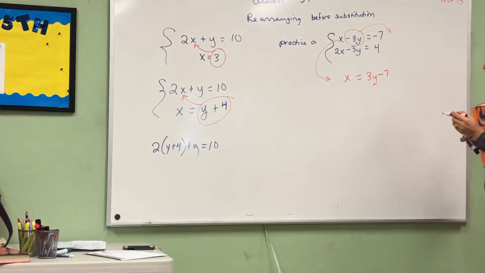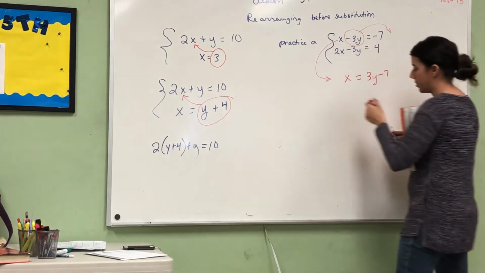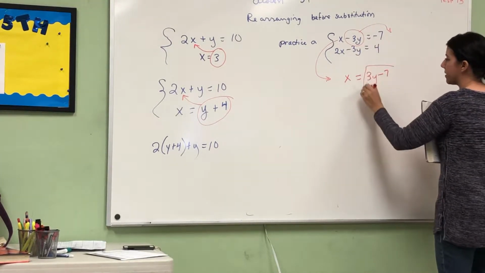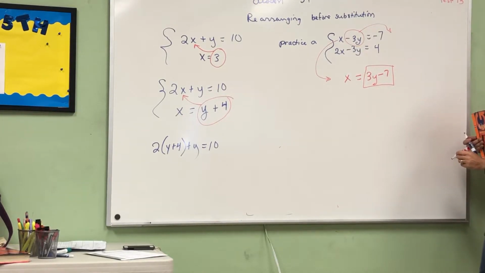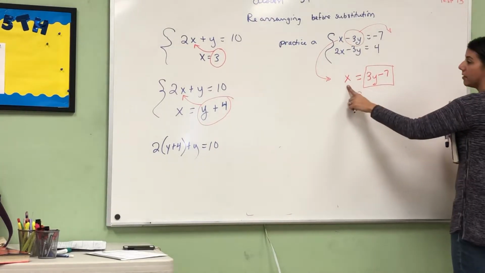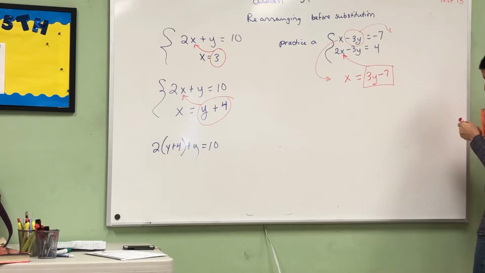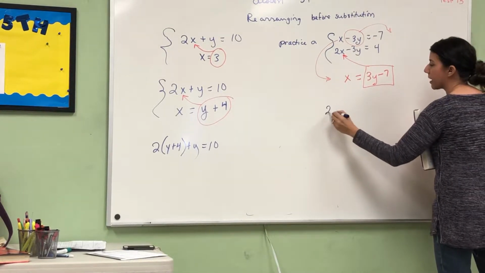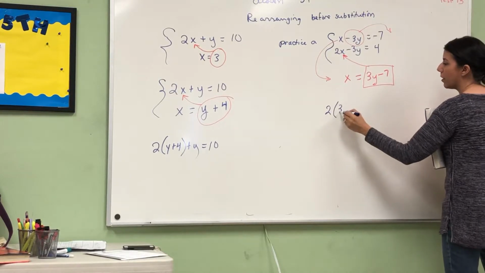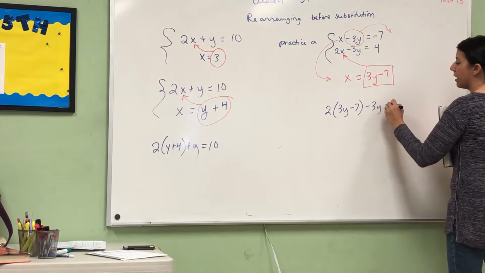So now we have this new equation, and it looks just like this. So now we can take this 3y minus 7, and where do we plug that in? Where x was, for the x. So instead of 2 times x, we get 2 times 3y minus 7 minus 3y equals 4.